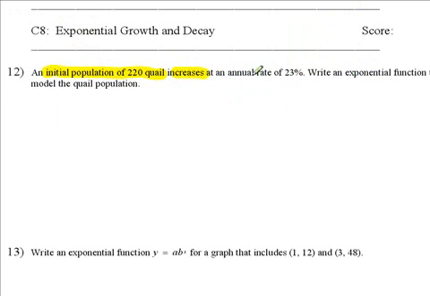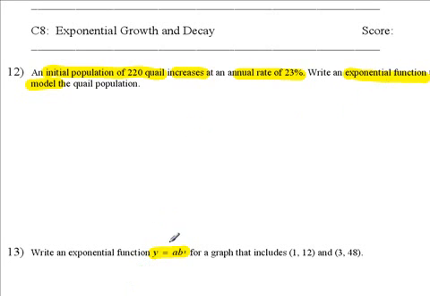12 here, we have an initial population of 220 quail. They increase at an annual rate of 23%. All we're asked to do is write an exponential function to model the quail population. If we look in question 13, it says write an exponential function y equals ab to the x. Question 13 gives us the form of equation we need for question 12. Isn't that nice of them? So we know it equals y equals ab to the x.